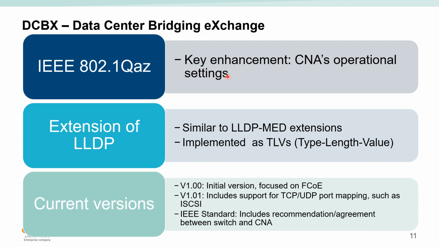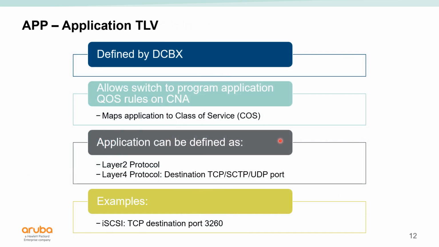And so data center bridging is actually a really simple protocol. It's really just an extension of LLDP. So we literally just enable the DCBX TLVs. There's a handful of TLVs that get added when we turn on DCBX LLDP. And one of those TLVs is the application TLV.